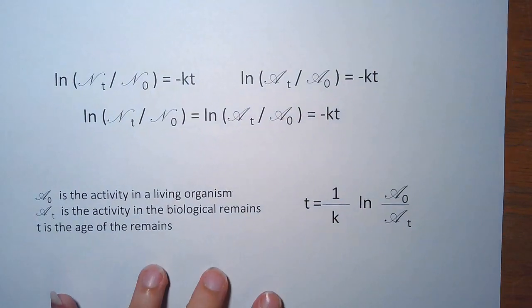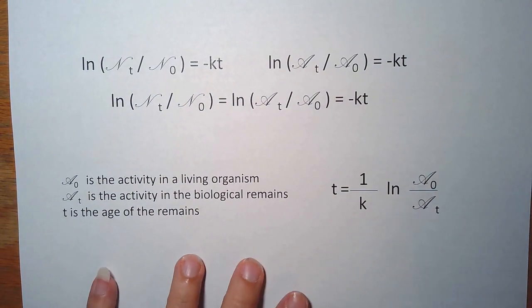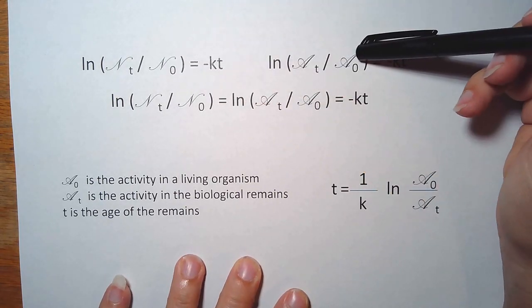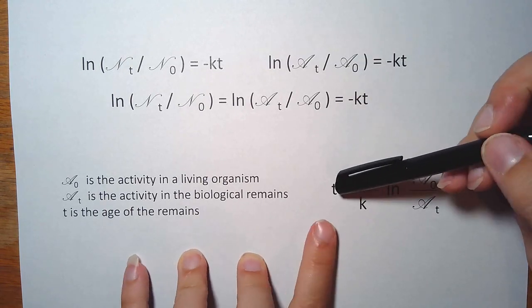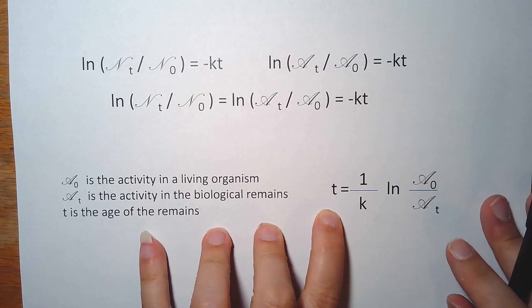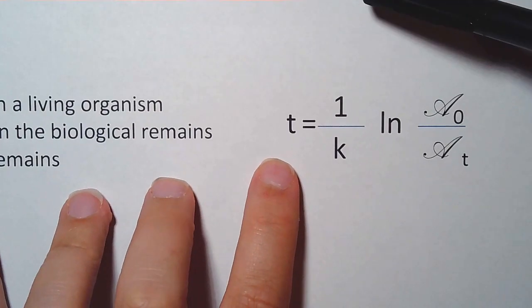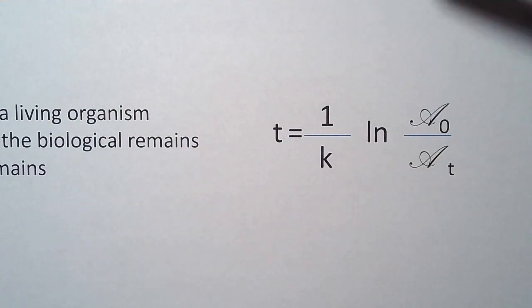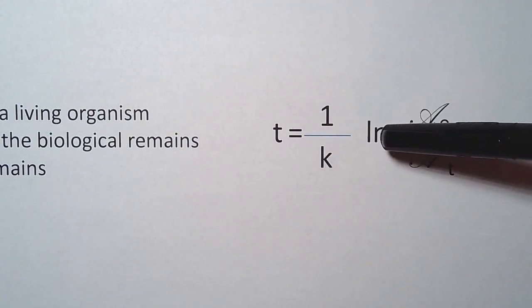So we're still going to use the integrated rate laws that we've talked about for first order, either with nuclide amounts or with activity. But we're rearranging the equation to solve for t, because this is what we're trying to figure out. We're trying to figure out age. So using the same integrated rate law, just rearranged to solve for t, we have t is equal to 1 over our rate constant k times the ln of our A naught over A t.